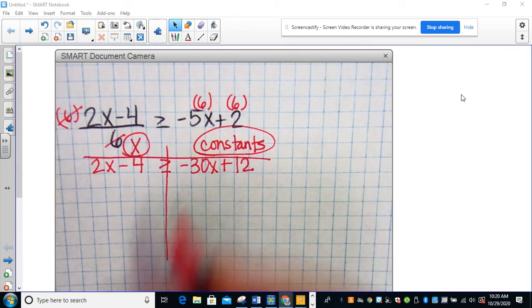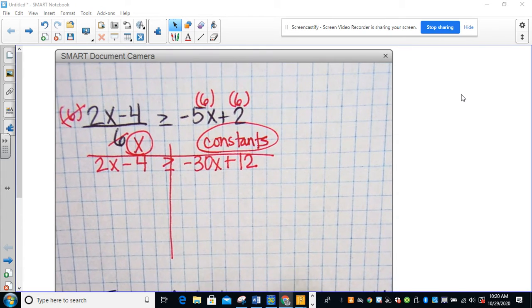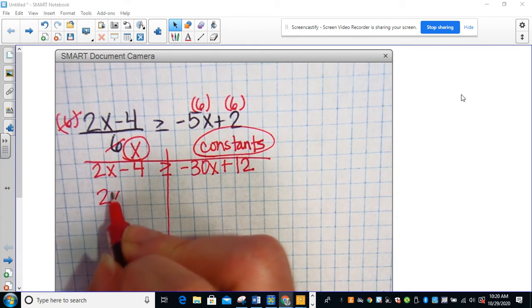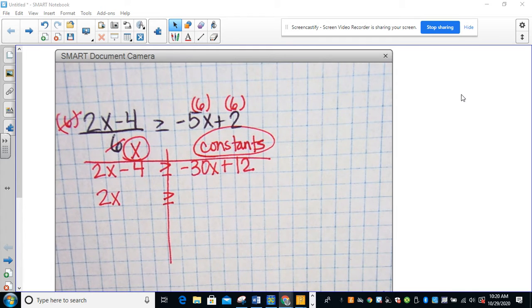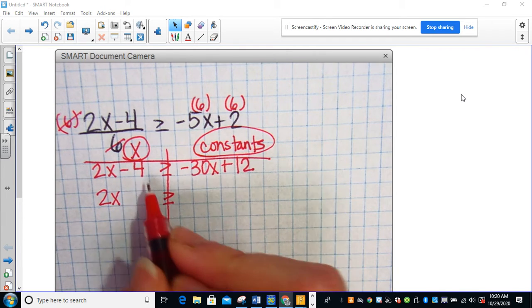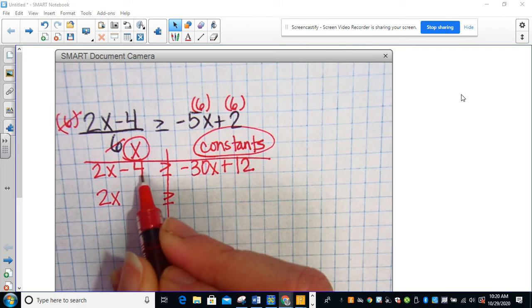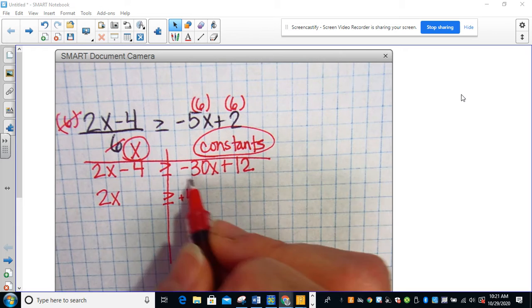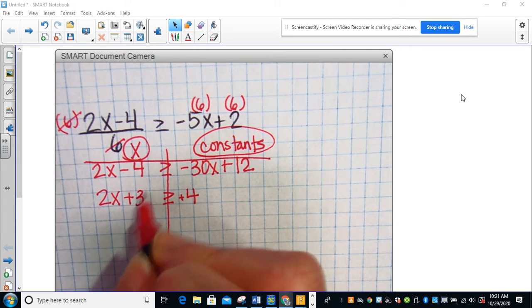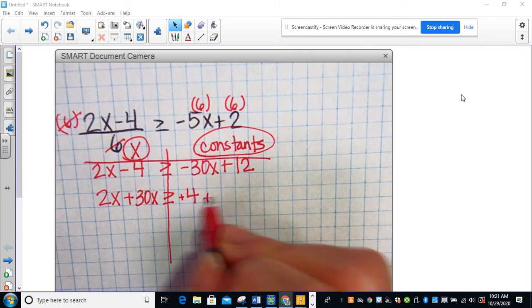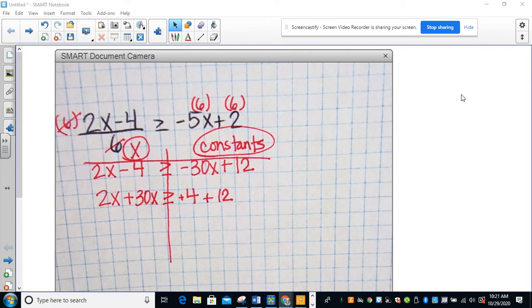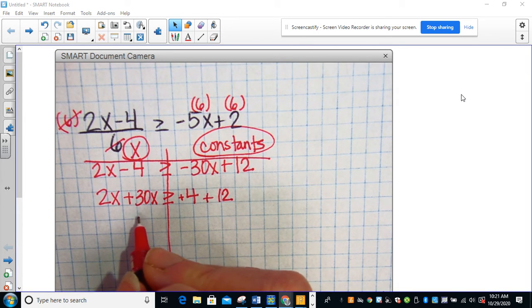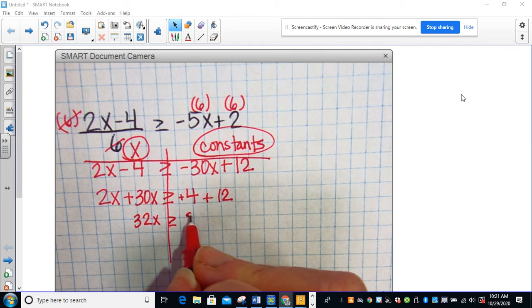So let's step through and see who gets to stay on their side and who has to travel to the other side. 2x has an x in it, so it gets to stay. I'm going to copy my sign over. Then we have a minus 4x. Since it's a constant, it's going to have to come over here, and it's going to become a positive. This negative 30 has to come over here on the x side. And then here we have a 12. Plus 12 gets to stay. So now we have 32x greater than or equal to 16.